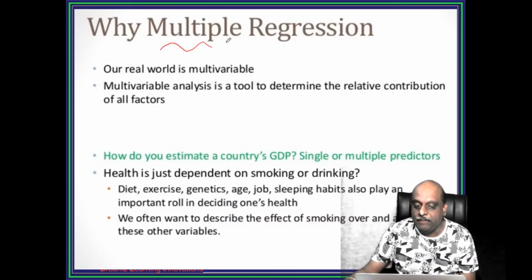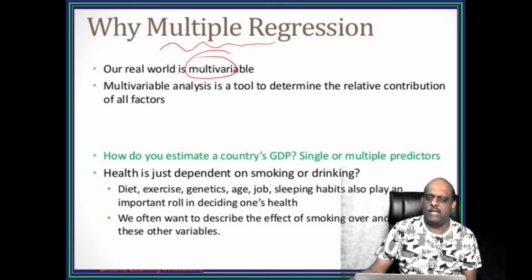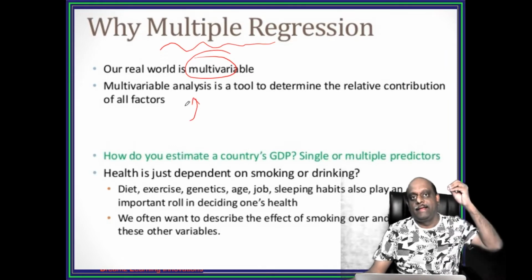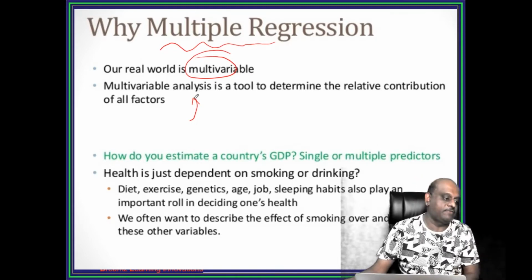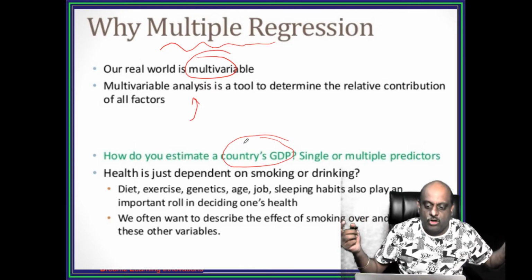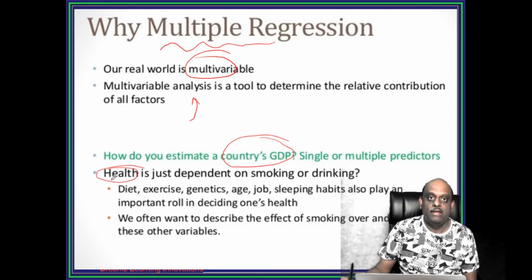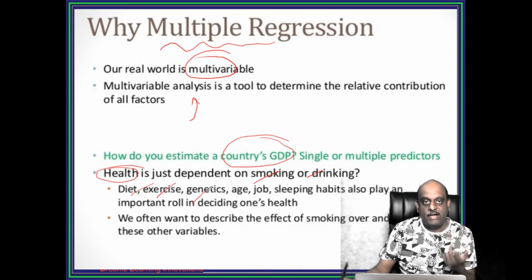So what is multiple regression? Our real world is multivariable. There are so many reasons whether we succeed or fail in life. So multivariable analysis analyzes the relative contribution of these multiple factors influencing. For example, how do you estimate a country's GDP, gross domestic product? There are multiple predictors. Similarly, health. Health is not just dependent on smoking and drinking. It depends on diet, exercise, genetics, age, job, sleeping habits, etc.